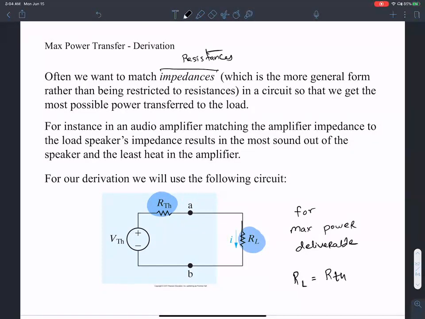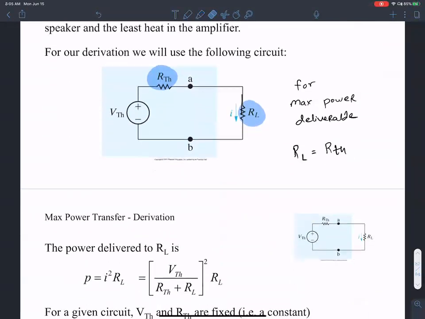Okay, in a circuit so that we get the maximum possible power transferred to the load. Okay, if we are connecting an audio amplifier, what you want to do is to match the amplifier resistance to the loudspeaker's resistance. This results in the most sound. Okay, so that's the idea of the maximum power transfer theorem.